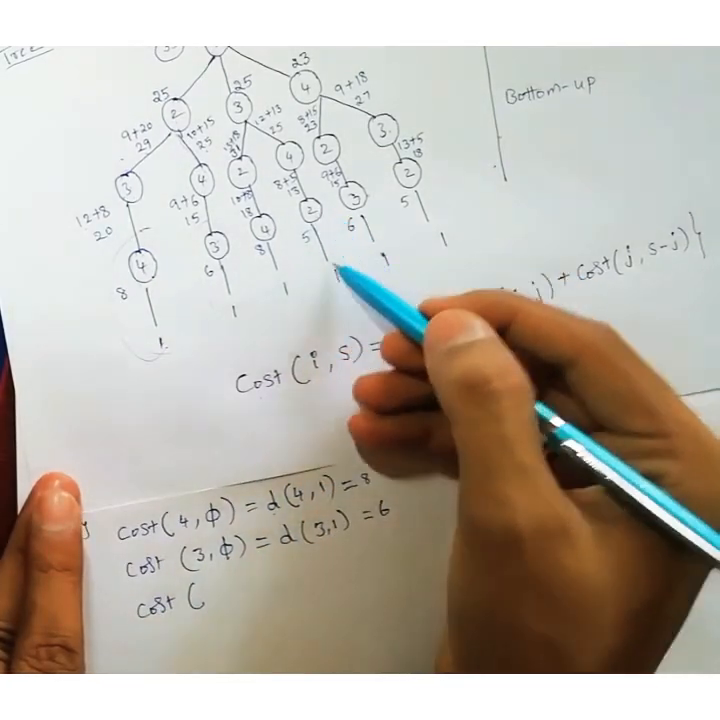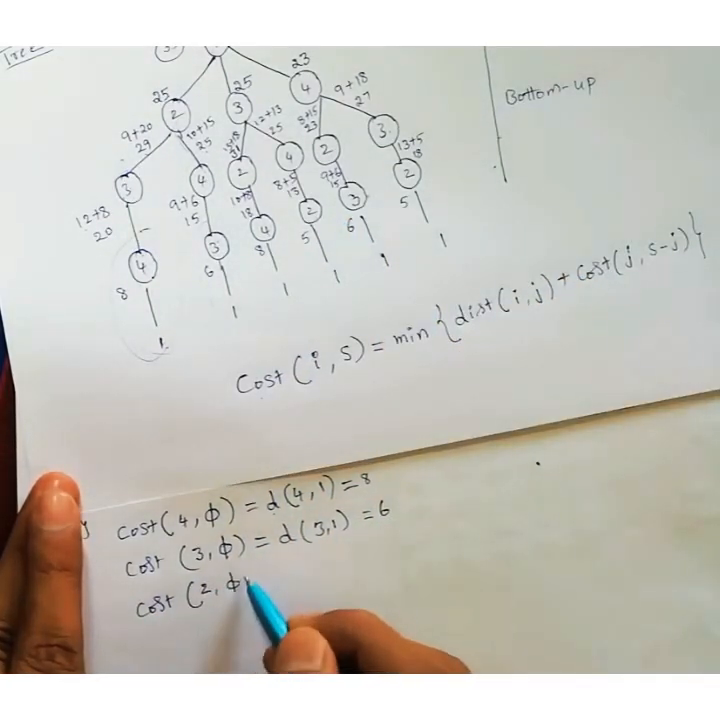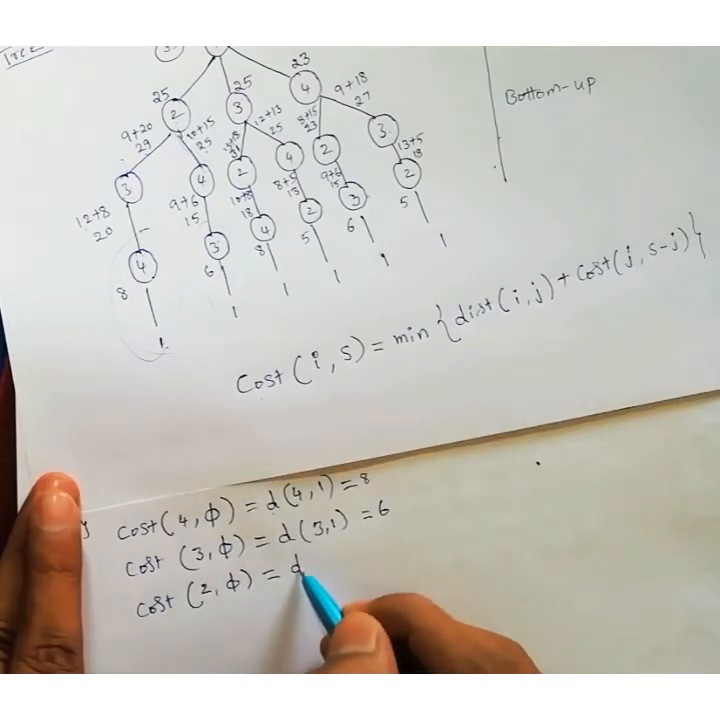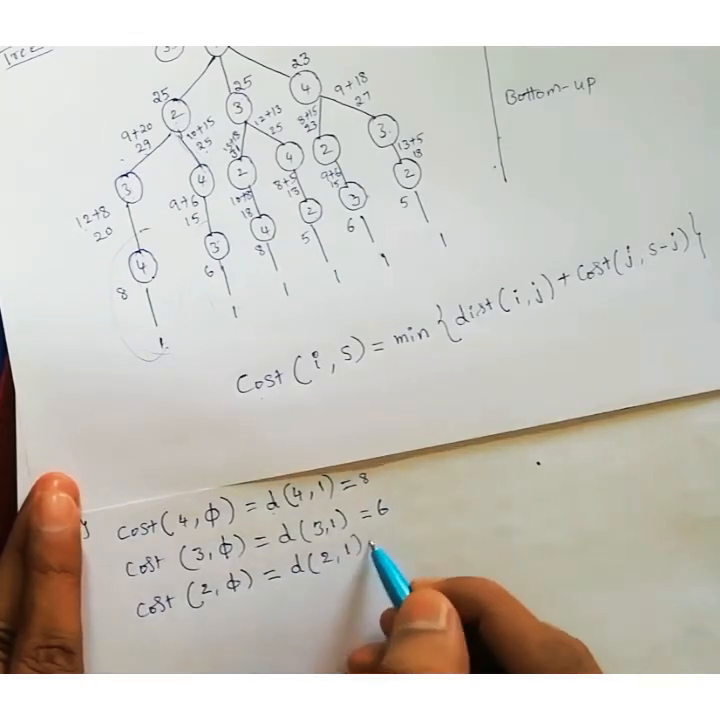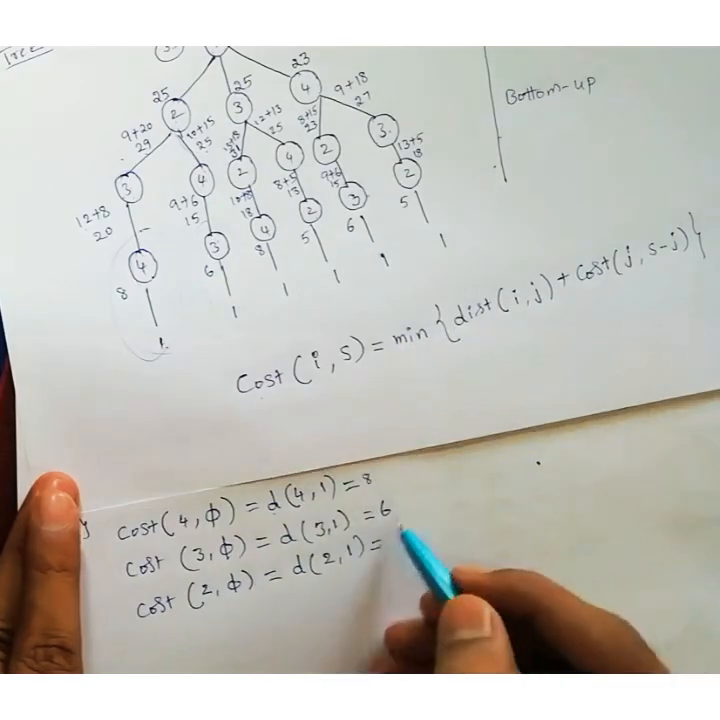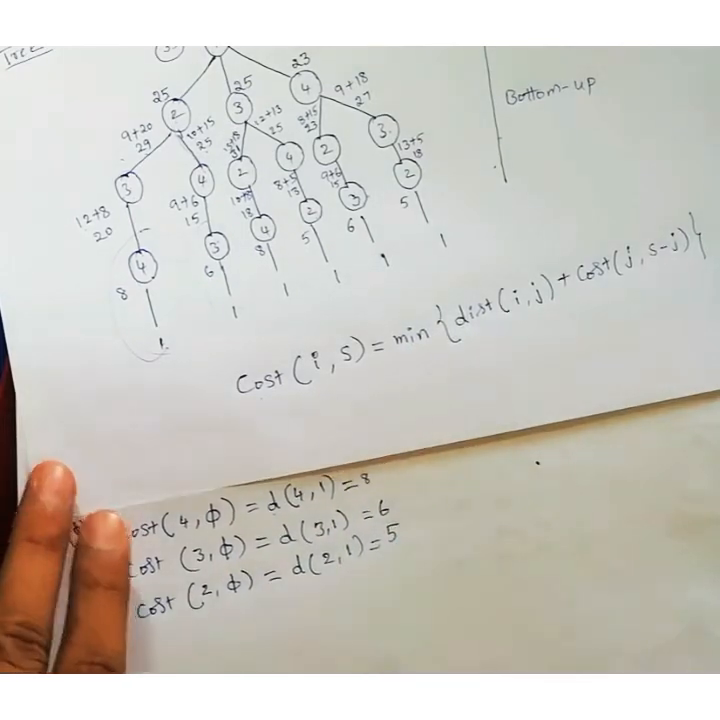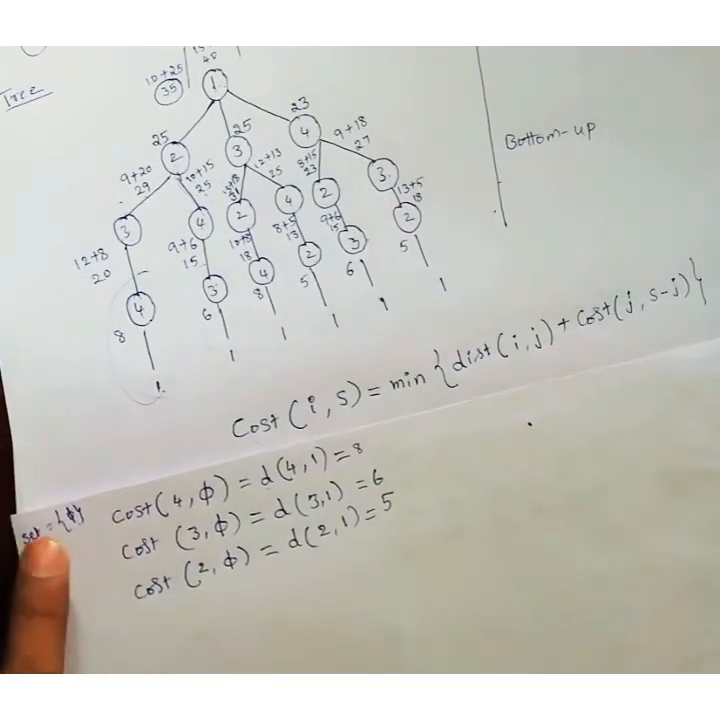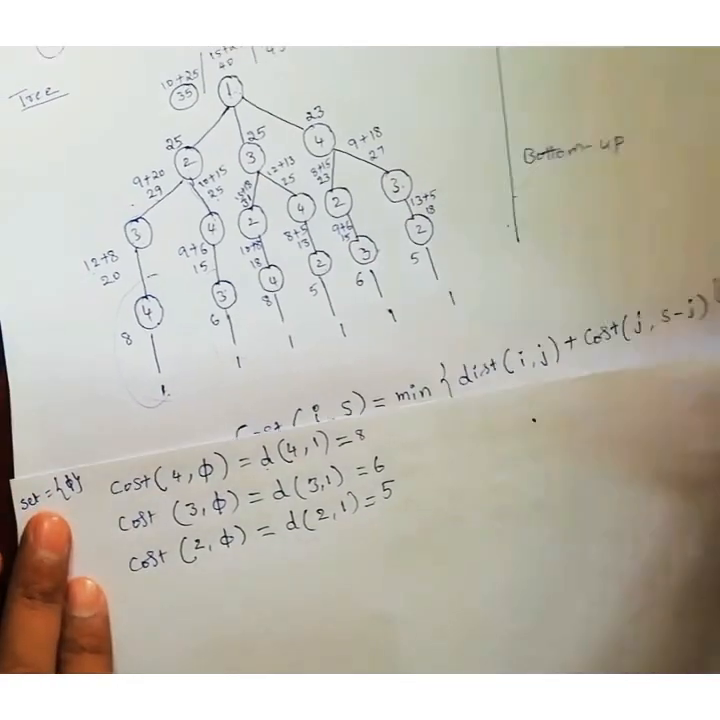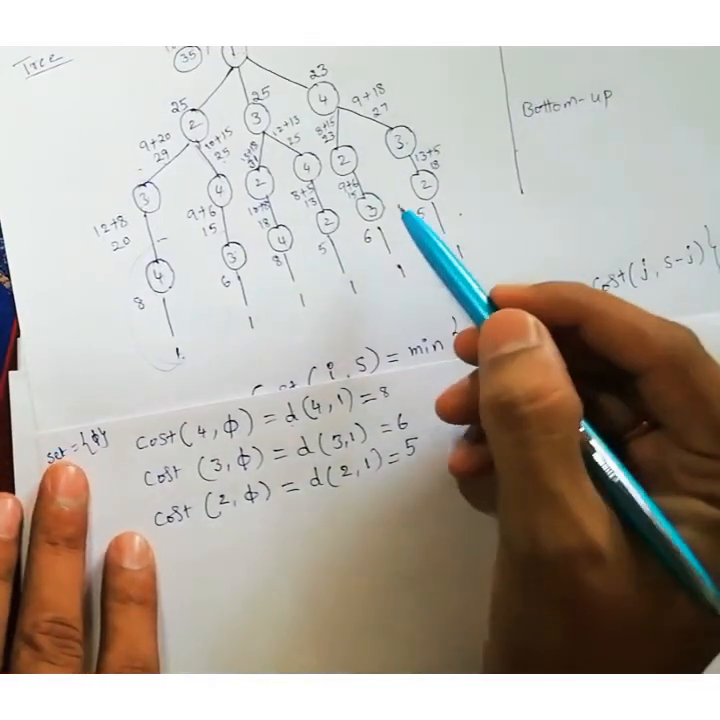Next, cost of 2 to initial vertex. 2 to initial vertex 5, that is 1. That is distance of 2 to 1. What is the distance of 2 to 1? 5. You can see the cost matrix also, that is 5. Okay, in the same way, any other vertex is there?